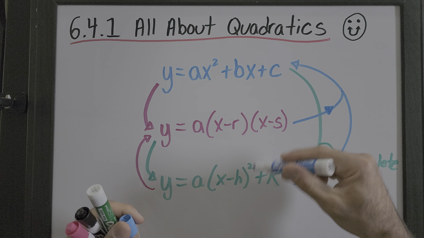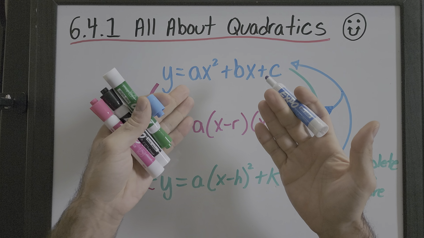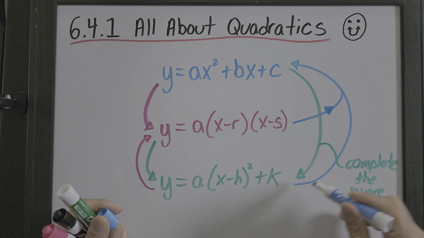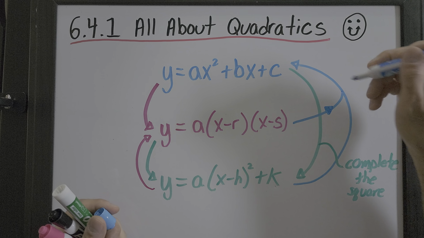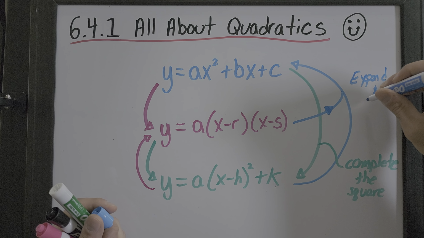From any of these forms, if you ever need to go back to standard form, which makes no sense, you never really want standard form. So to get from here to standard form or from here to standard form, this is just expand and simplify. That's it. Now, the hard thing that we did in chapter 5 is we learned how to factor. We learned how to go from standard form to intercept form. And this is by factoring.